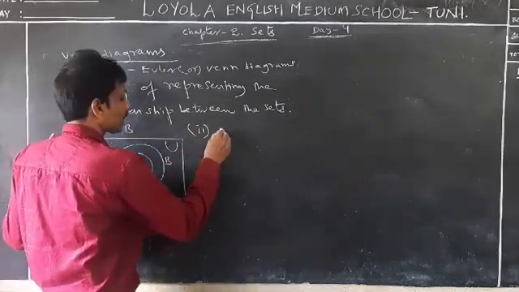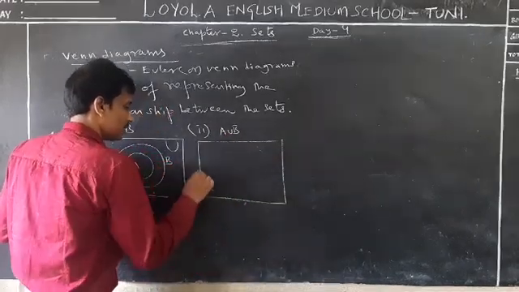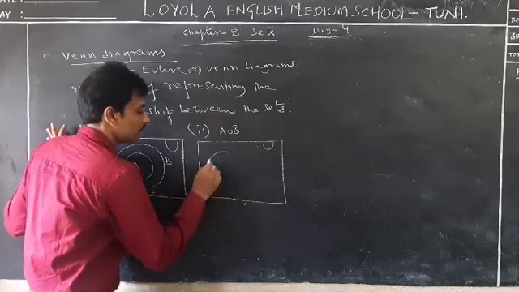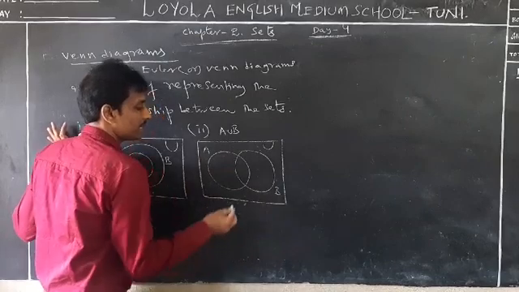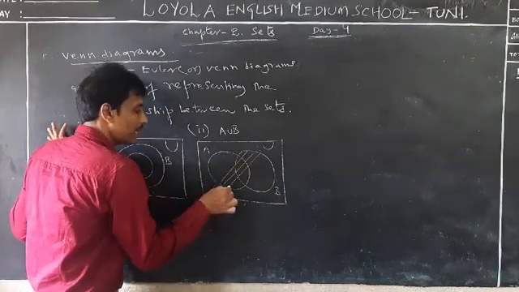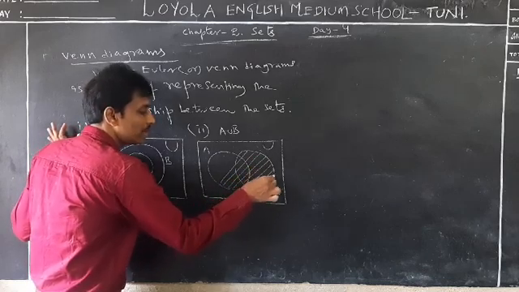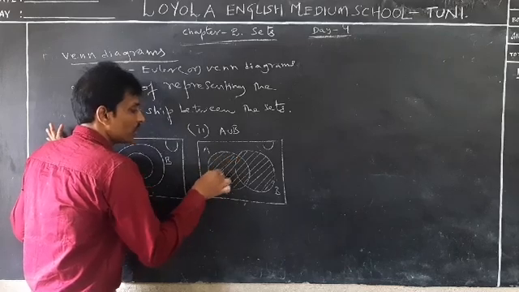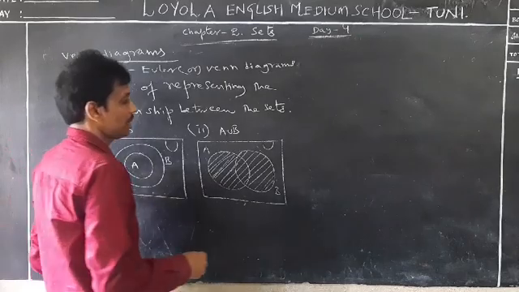Next, A union B. This rectangle represents the universal set. This is a set A and this is a set B. In these two diagrams, A union B means what? We know very well, to combine all the elements from the given sets. So we should shade both the circles.